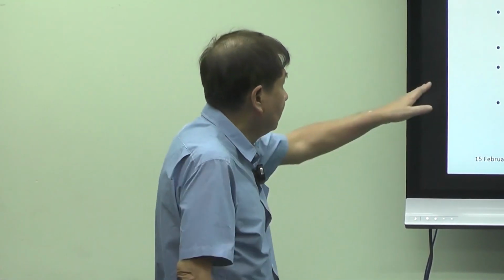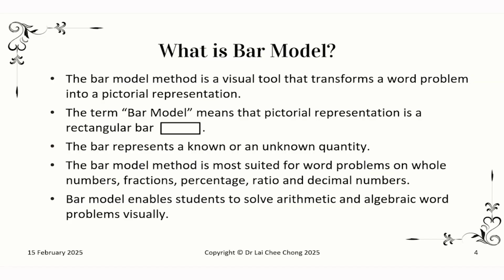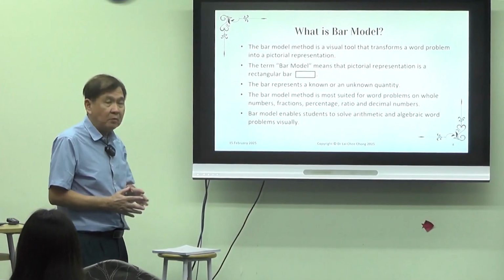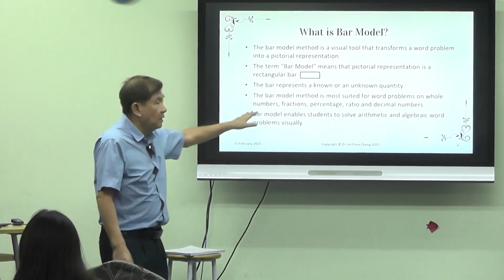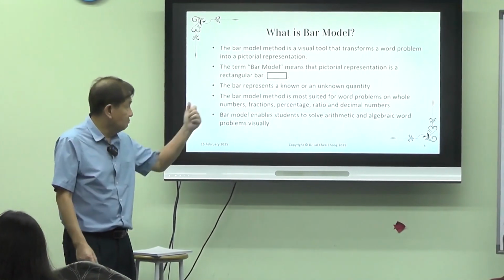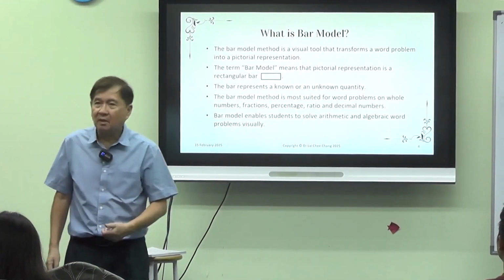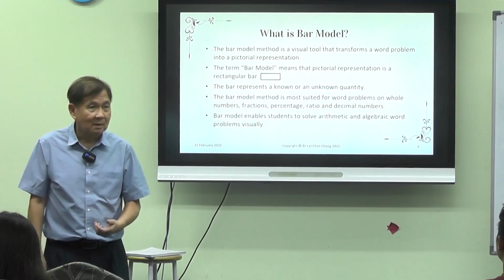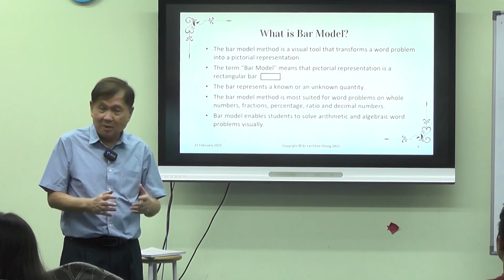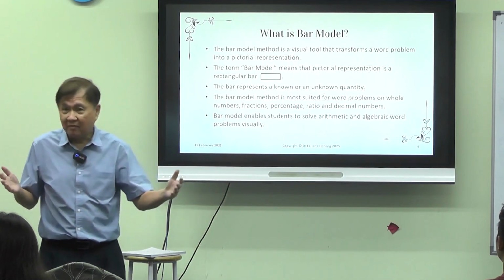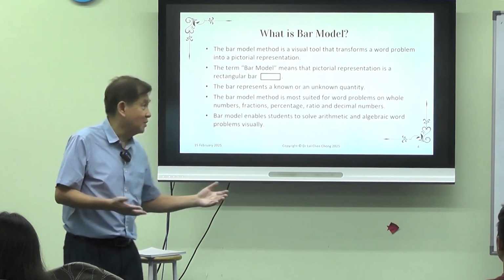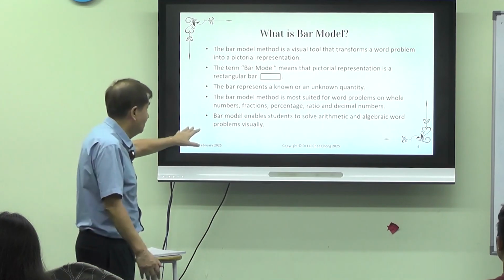All right? Now, bar model is most suited for certain types of word problems. Not all, by the way. I must say that some word problems you don't use a bar model, okay? Use other types of strategies. But in this case, we are using a bar model to solve what kind of word problems? Whole numbers, fractions, percentage, ratio, and decimal numbers. And by the way, all these numbers pretty well dominate the whole primary math curriculum. Am I right? Okay, so this whole idea why we talk about that, okay?